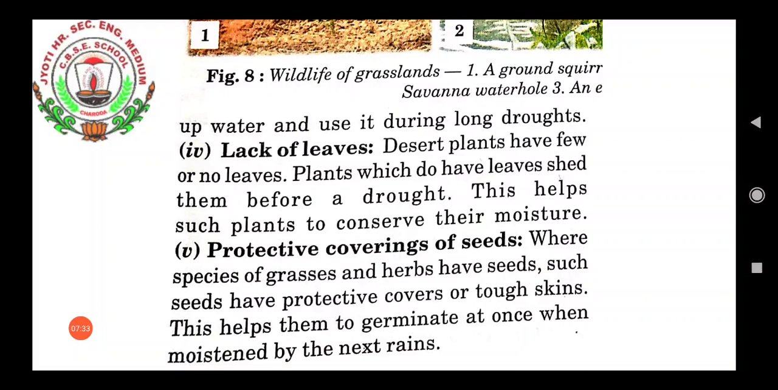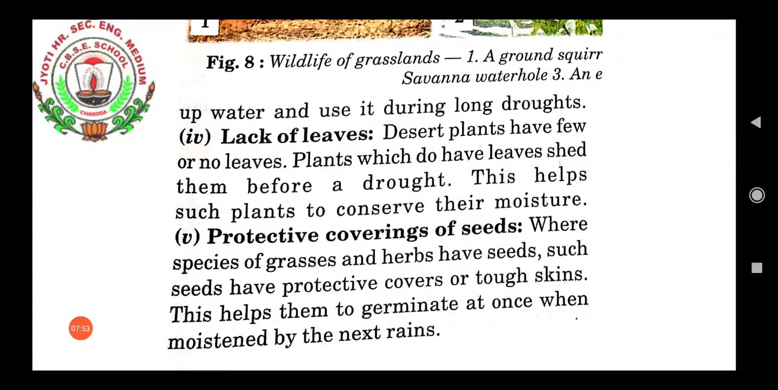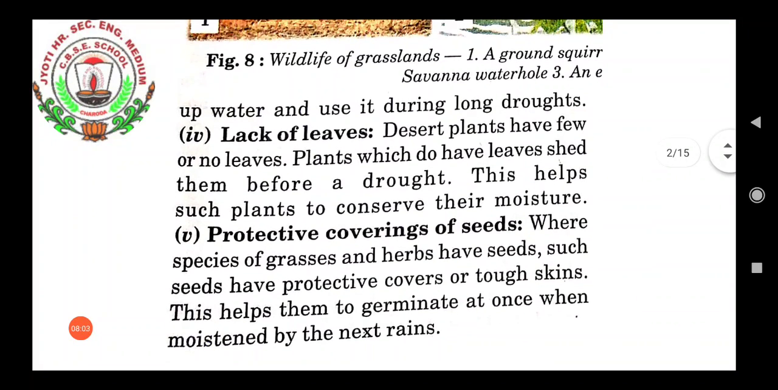Fifth is protective covering of seeds. Now there are some species of grasses and herbs which have seeds. These seeds have protective covers, or you can say tough skins, which cannot be easily decayed by the moisture, and which cannot be dried because of the hot temperature. This skin helps them to germinate. Germinate means to begin to grow.